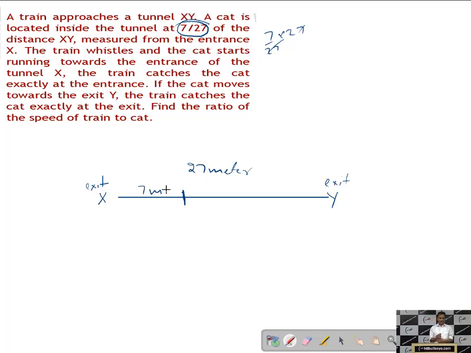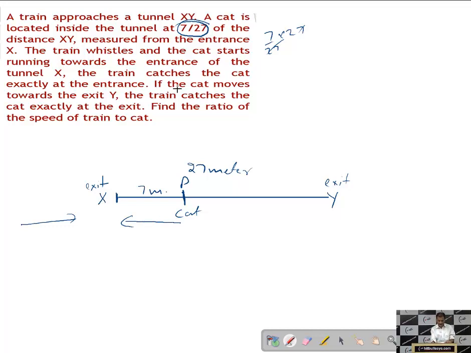After that the train whistles and the cat starts running toward the entrance of the tunnel X. That means the train, which is coming from far, starts whistling. The cat, which is situated at a point, suppose P here, starts running toward exit X, or you can say entrance X. We are least concerned about the total speed of the train or the distance covered by the train, because I will try to explain the relation between distance and speed and time. In the time the train will reach here, the cat will just cover the distance 7.